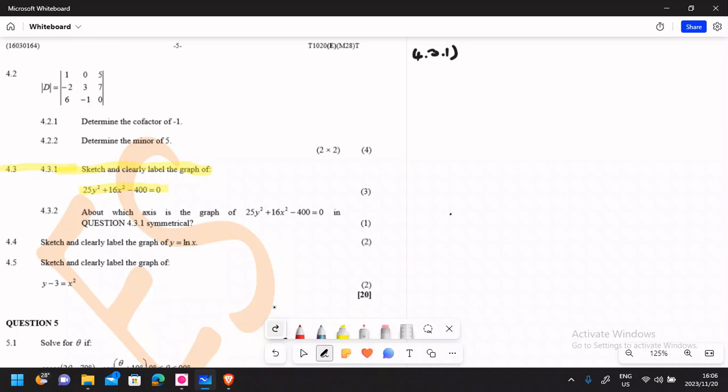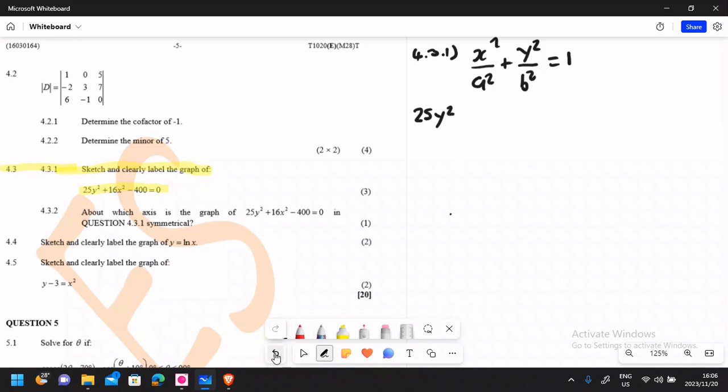So what you should do here, the standard formula for the ellipse is x squared over a squared plus y squared over b squared equals 1. So the aim is to make sure that this equation here is equal to 1. So let's rewrite it here so that we can have the standard formula here. So we have 25, and then we have y squared.